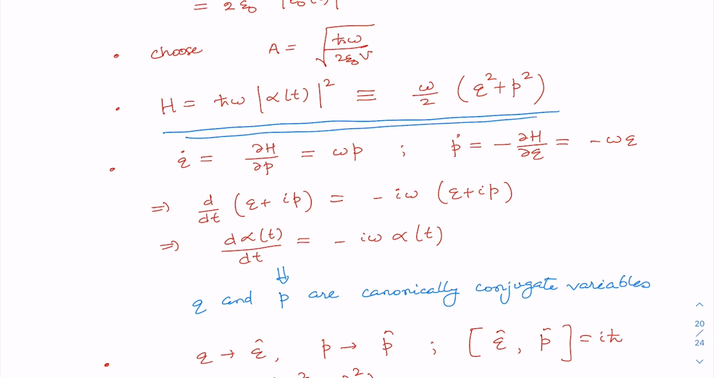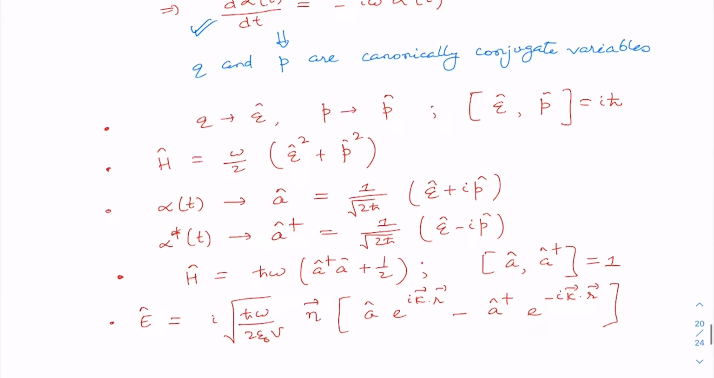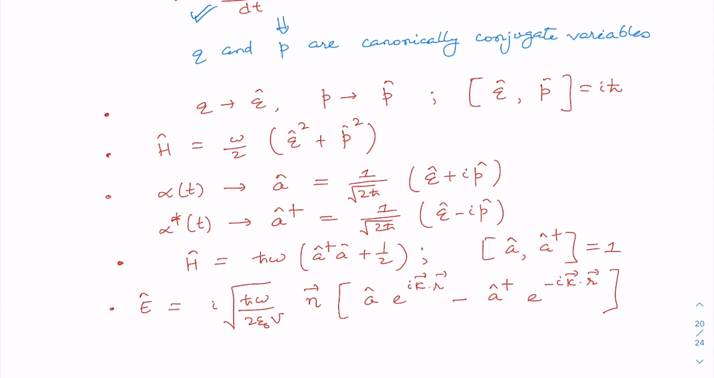And then, to decide whether these q and p are really canonically conjugate variables, we found this well-known equation using Hamilton's canonical equations of motion, which confirms that q and p are canonically conjugate variables. Then quantization is straightforward, and thereby we were able to show that the mode of a traveling electromagnetic wave behaves like a quantized harmonic oscillator, and the electric field operator can also be written in terms of the annihilation and creation operators.